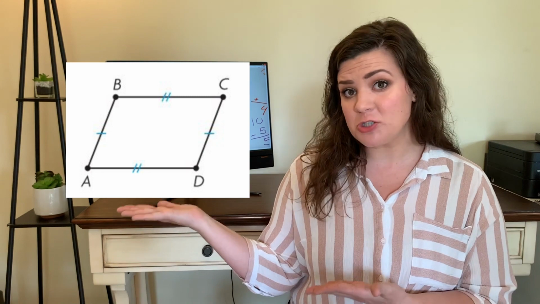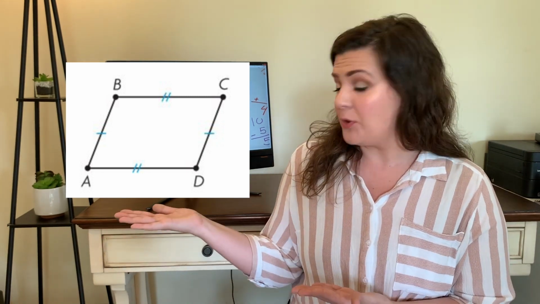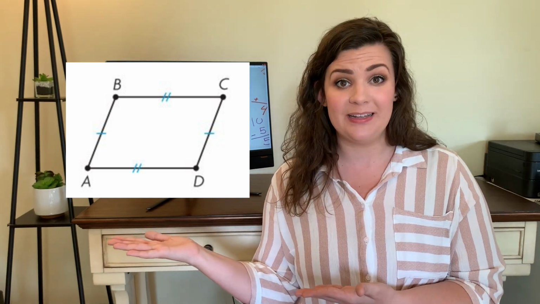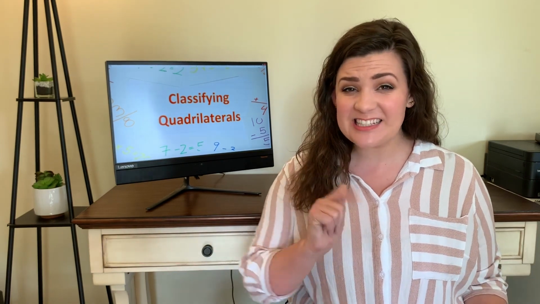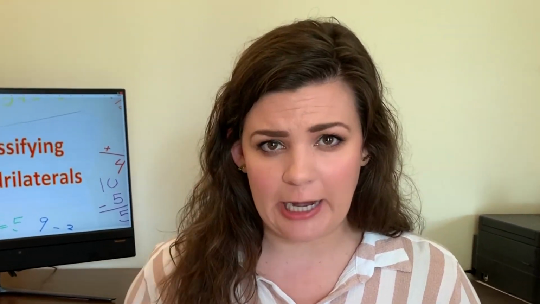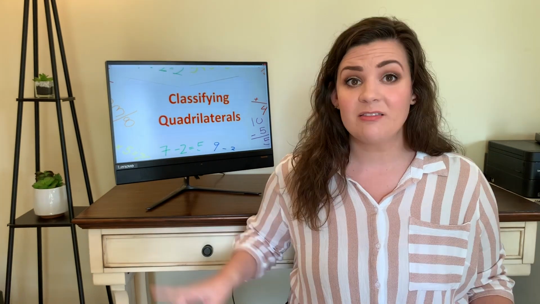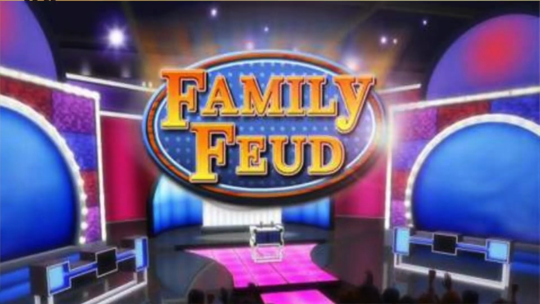When naming a quadrilateral, we use all 4 of its vertices. For example, this quadrilateral right here, we would name quadrilateral ABCD. Naming a quadrilateral is simple. Classifying a quadrilateral, well, that's where things get a little hairy. So, how do we classify quadrilaterals? Let's meet the quadrilateral family and see if we can get to know a little bit about each one.